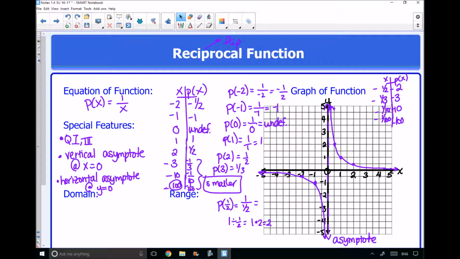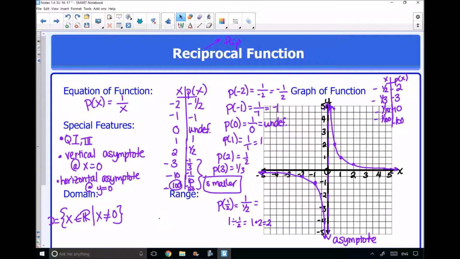Okay? So now for our domain, every value that I plug in will work. So we're going to say our domain is x is an element of the reals. Every value that I plug in will work except for 0. I can take the reciprocal of any number that's given to me except for 0. So this is going to say that x is an element of the reals except x can't equal 0.